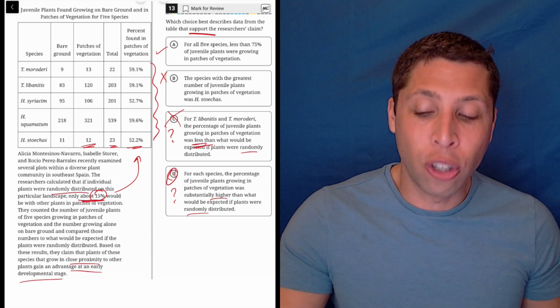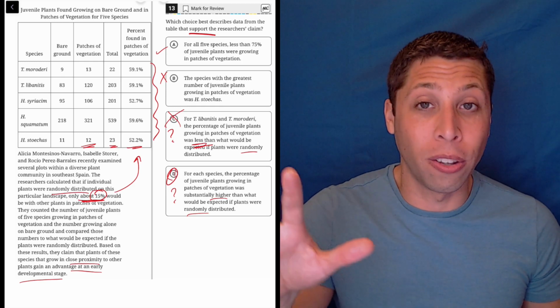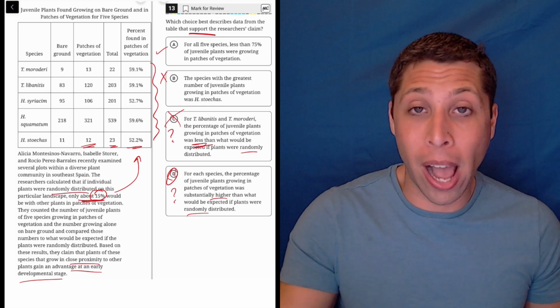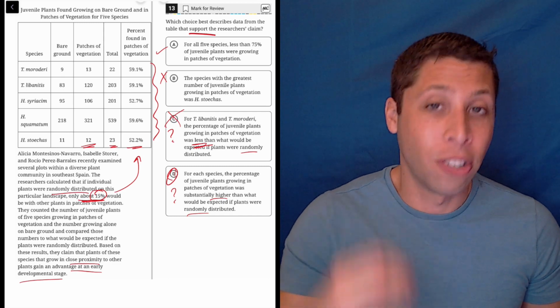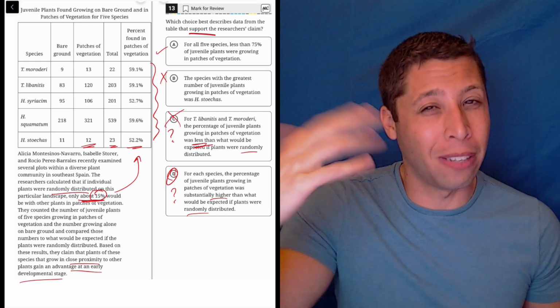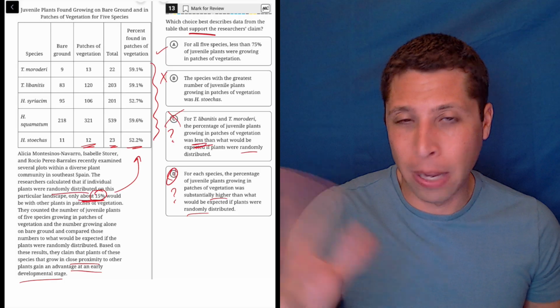That's okay. Don't try to understand the science all the time and in a very deep way. You just don't have the time to do that on these sections. So you've got to move fast. Once you get to a certain level of confidence that you're in the right zone, pick a choice and move on.